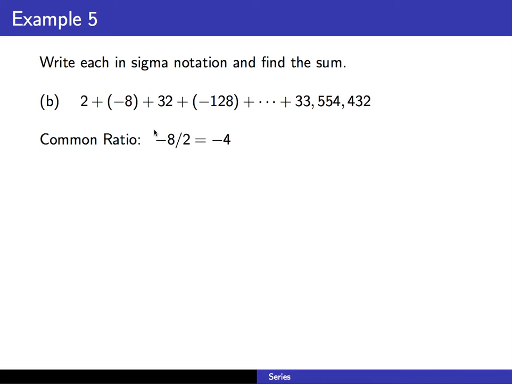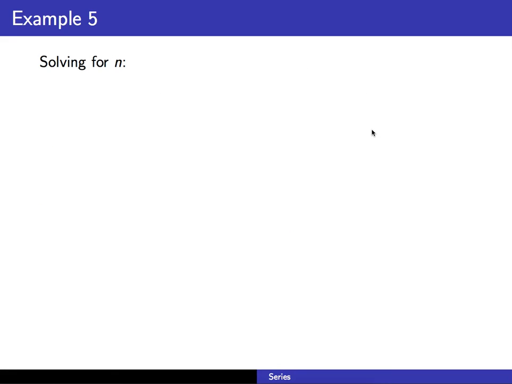Which means to get our y-intercept, just take 2 divided by negative 4, we'll get negative 1/2. And our rule will become negative 1/2 times negative 4 to the n power. To get how many terms there are, our upper limit of summation, we set this rule, negative 1/2 times negative 4 to the n power, equal to our last term. So when we do that, if we divide both sides by negative 1/2, or multiply both sides by negative 2, we get negative 4 to the n power equals negative 67,108,864.